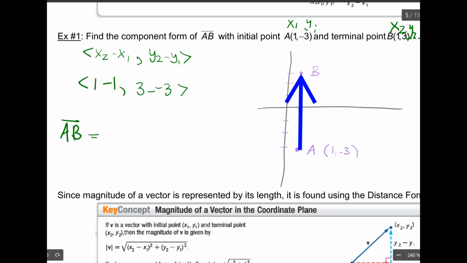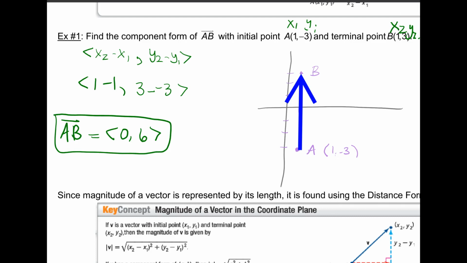Vector AB is going to be 0, comma, 6. That's it. That's the whole problem. Okay, cool. Since the magnitude of the vector is represented by its length, it can be found using the distance formula. So the magnitude of a vector can be solved using the distance formula. Do you remember the distance formula?